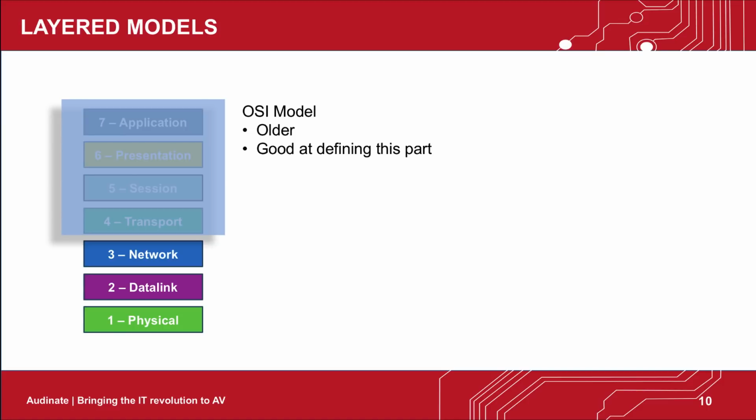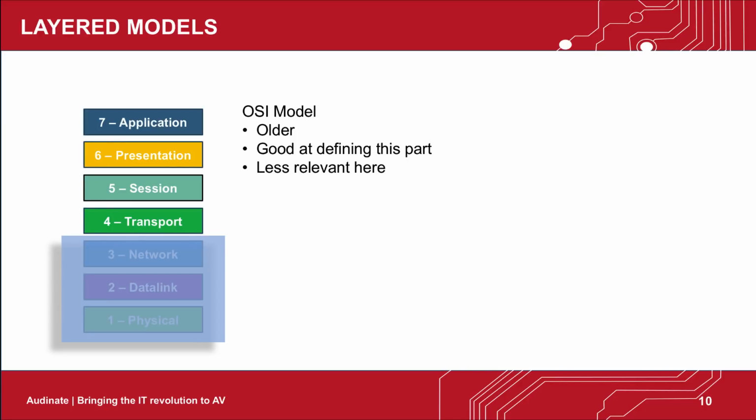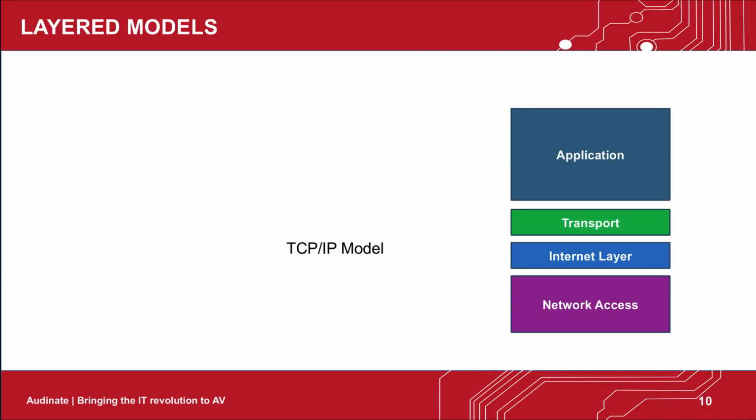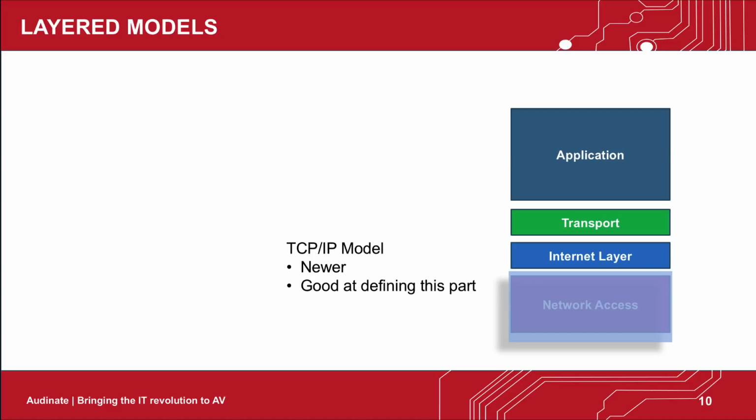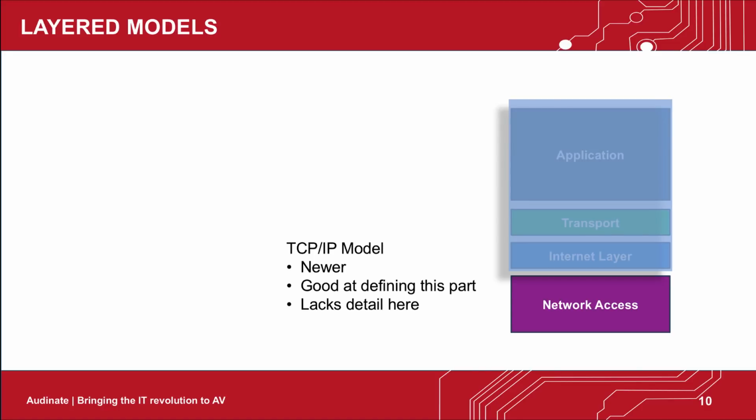such as how we physically signal, how we deal with port addressing, and how we deal with network addresses. But it's not that great for upper layers. In the past, we used to have a separate application layer to the presentation layer, but that doesn't really exist anymore. The TCP/IP model is newer. It's great at defining these parts, but it lacks details down here at the network access layer.